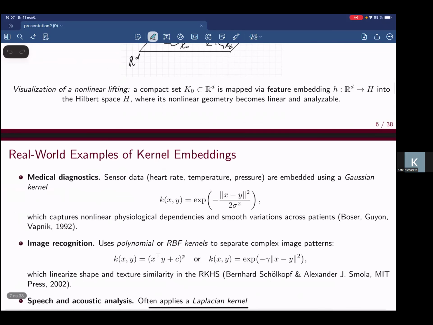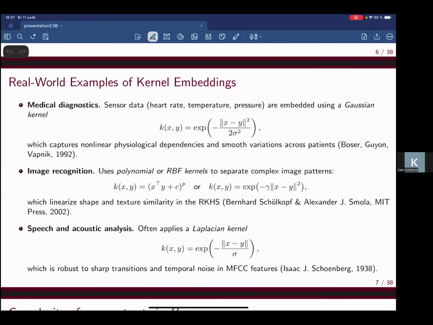Next, I want to show several real-world examples of kernel embeddings. For example, in medical diagnostics, sensor data such as heart rate, temperature, blood pressure can be embedded using a Gaussian kernel. By the way, it was first introduced by Vapnik. And this kernel captures smooth physiological dependencies and nonlinear correlations between patients. And it allows us to model variations and similarities that cannot be described by simple linear metrics.